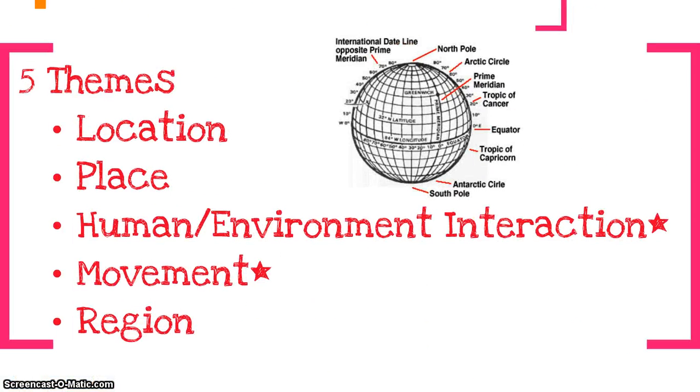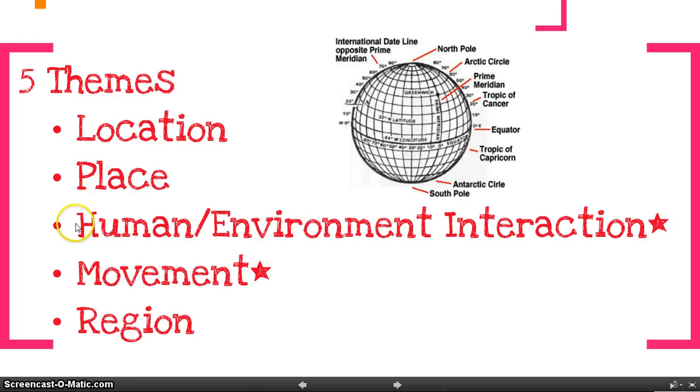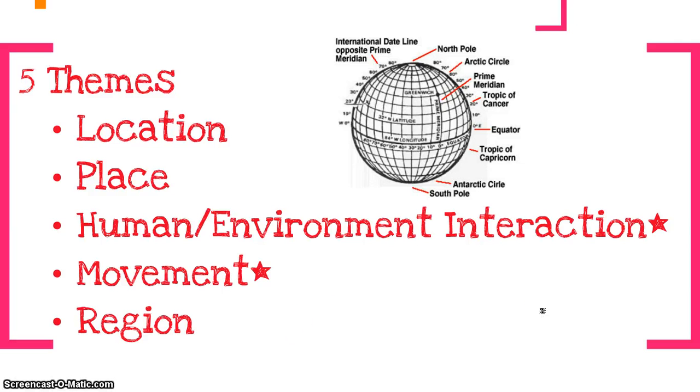In geography, there are 5 themes: location, place, human environment interaction, movement, and region. We will focus on human environment interaction as well as movement, but we will touch gently on location, place, and region. To begin with, we'll refamiliarize ourselves with some of the basics of location, place, and region. If we look at the globe up here, we see some basic lines of latitude and longitude and some basic definitions which you probably remember from middle school.